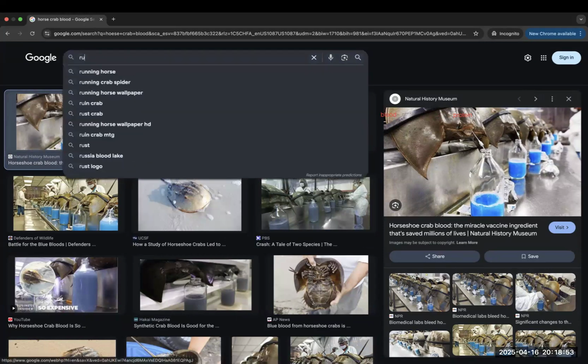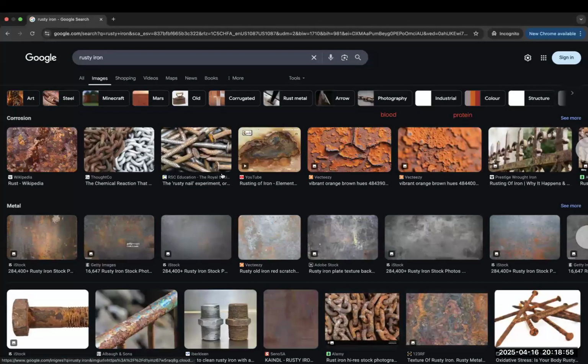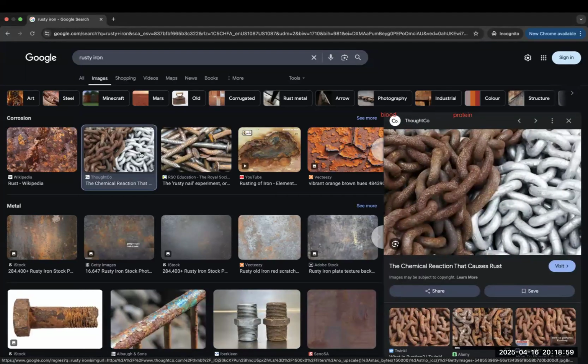So let's see, rusty iron. When steel rusts, it turns reddish. When steel gets rusty, it means the iron is reacting with the oxygen in the atmosphere, and it's going to make the red rust. The red color is coming from iron. That's what makes your blood red.